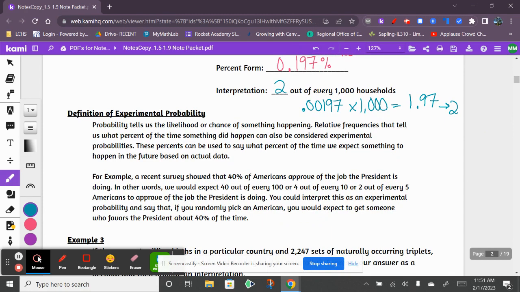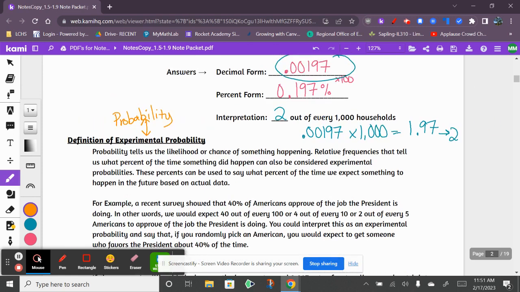Okay, for the next part, we're going to be looking at experimental probability. Experimental probability is the same as probability, so same meaning as that, and it's also interchangeable. You find it the same way as doing your relative frequency. So all 3 of those words are just pretty much interchangeable. Probability tells us the likelihood or chance of something happening.